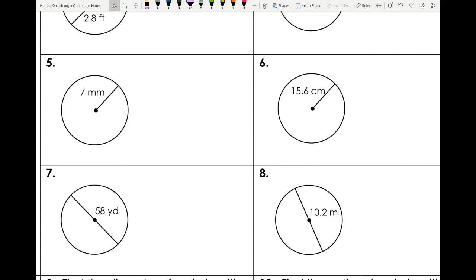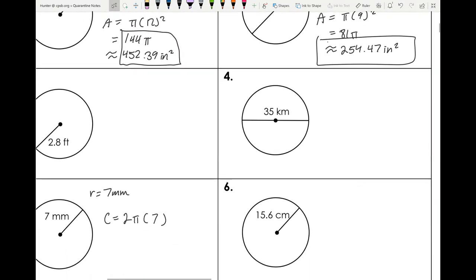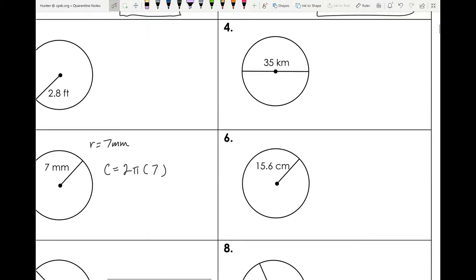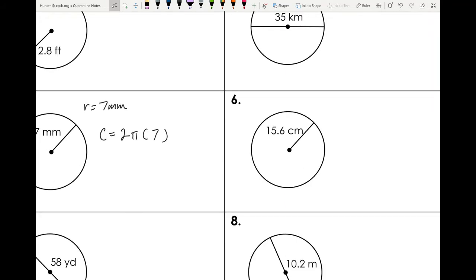So for this one, we have a radius of 7 millimeters. The circumference in terms of radius is 2 pi r. So our circumference in this case will be 2 times pi times 7. And I just realized that I completely did not go over how to calculate with pi if we're not just approximating with 3. Anyway, we'll just explain it now.